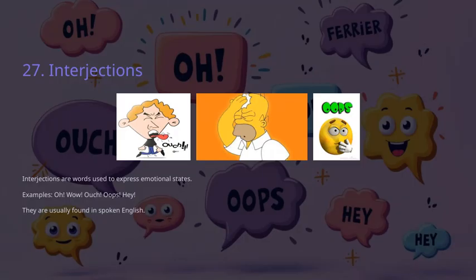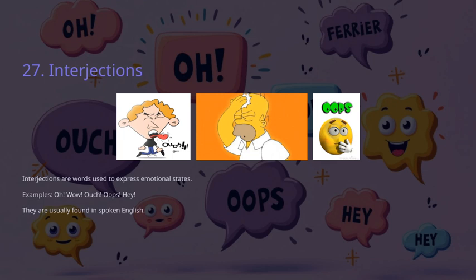Interjections are those little words we use to show our feelings or reactions in a moment. They're like quick bursts of emotion that come out naturally. For example, you might say, "oh," when you're surprised, or "wow," when something impresses you. If you get hurt, you might say, "ouch," or when you make a mistake, "oops." Sometimes we call out to someone with "hey" to get their attention.